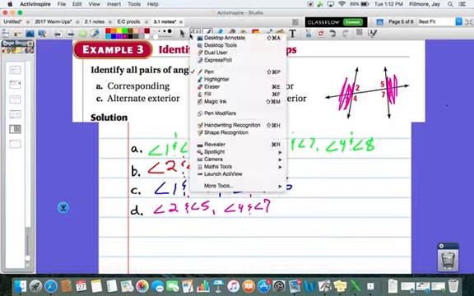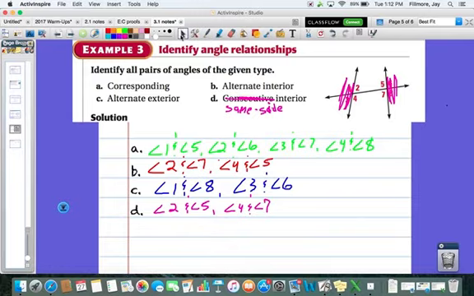You might be asking yourself, well, is there such thing as same side exterior? Yep, totally right, sure are. We're not going to talk about those in this video. We'll get to those a little bit later in either section 2 or section 3.